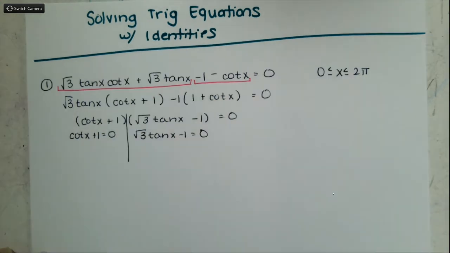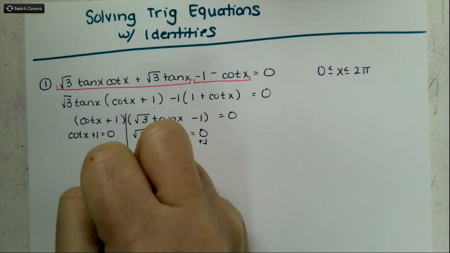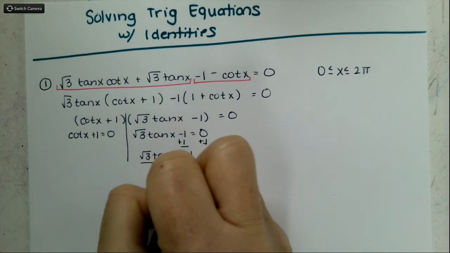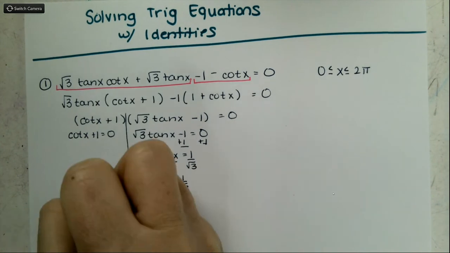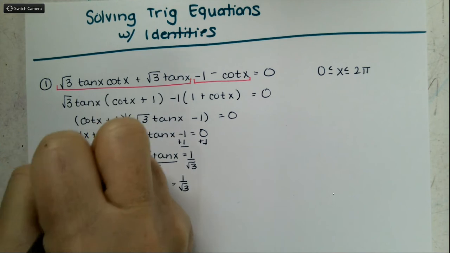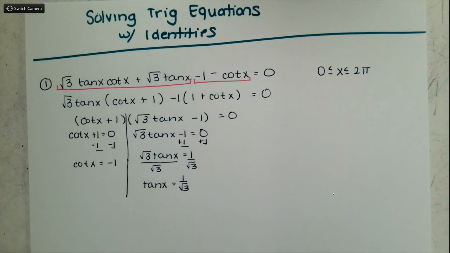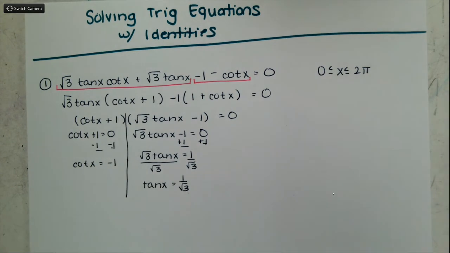and solve each one. So we're going to add 1 and divide by root 3. And over here, subtract 1. So cotangent x equals -1. All right, now we're going to think about quadrants. When you look at these numbers, they are ones that should pop out at you as special right triangles or quadrantal angles. And so you don't need to use the inverse function at this point.